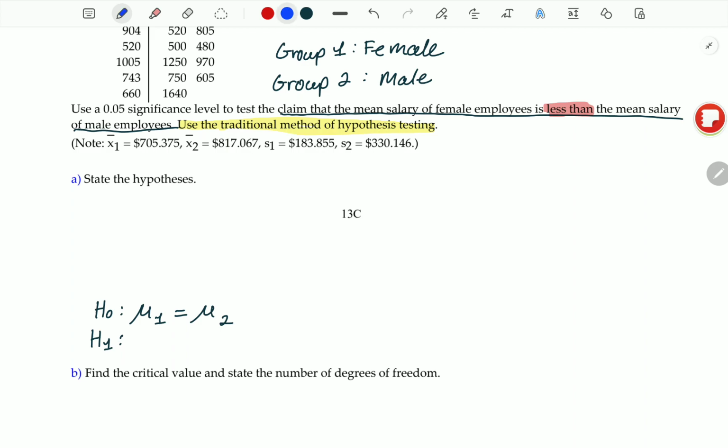Some people also write it in an alternative way: mu1 minus mu2 equals 0. Because if there is no difference between the means of the groups, that means the difference is 0.